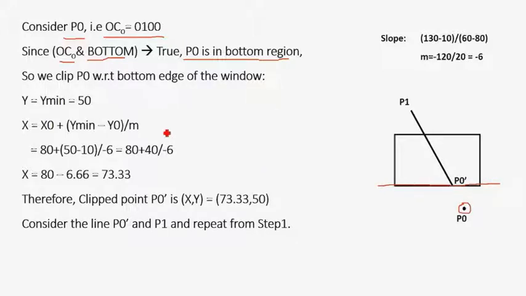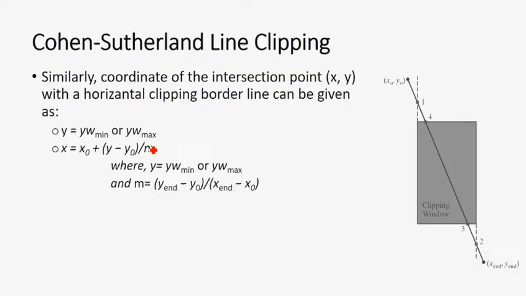If it's the bottom edge, this intersection point's y will always be y min. So I have taken y equal to y min. So x is equal to x naught plus (y min minus y naught) divided by m. This is the same formula that we discussed for calculating the intersection. This one.